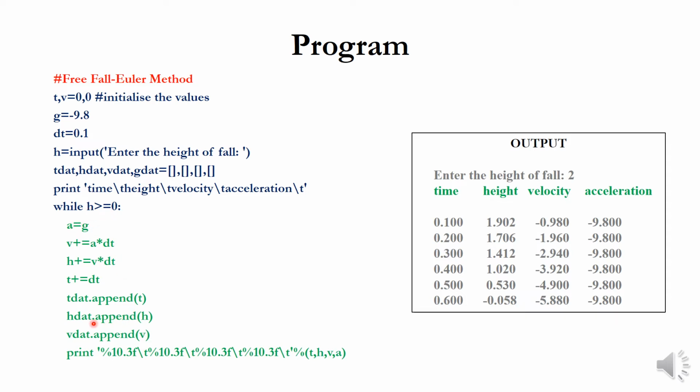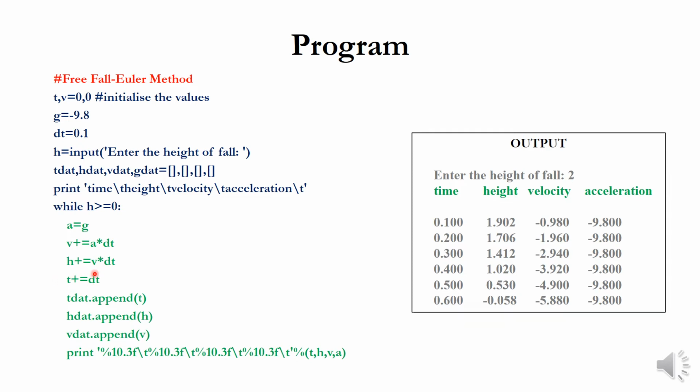We iterate this while loop. This a is g. Then using the Euler method, this velocity is calculated: v is equal to v plus a into dt. Then again integrating this velocity using the Euler method, the y, or here the y is represented as h, the h is calculated, that is h is equal to h plus v into dt.